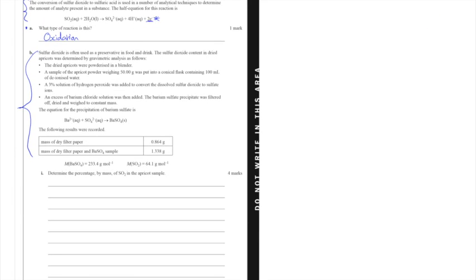A lot of text going on there, and again, I'm not sure what I need yet, so I'm actually going to jump down to I and see what I need to understand. Determine the percentage by mass of SO2 in the apricot sample. Okay, cool. So I can see that I've got SO2 going on here. I'm given a molar mass.